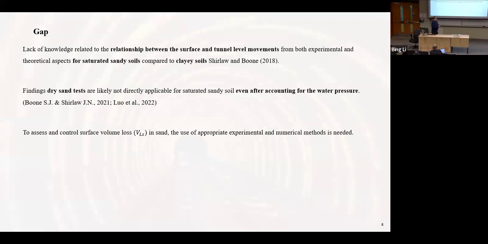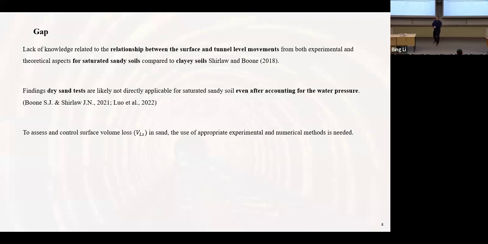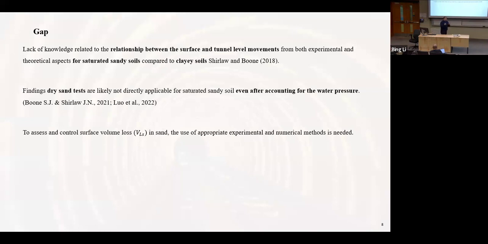Okay, research gap. There is a lot of research that has been done on clay soil, and a few studies have been done on dry sand, but there is a lack of knowledge about saturated sand. Based on the literature, dry sand tests are not applicable for saturated sand, even if we account for water pressure and take it into consideration in our design. So we have to do some research about this.